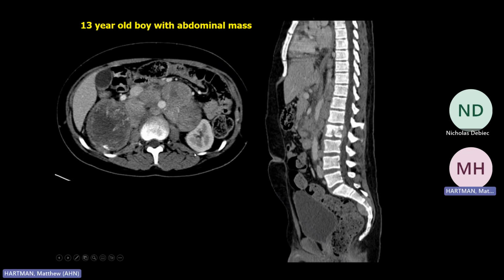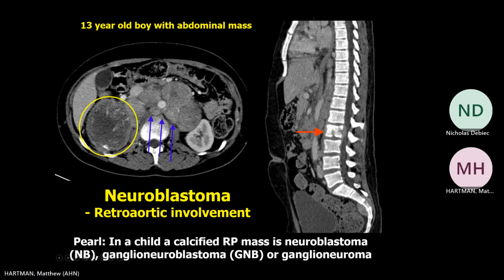So this is a young patient, 13 years old, with abdominal mass. And what do we have? Well, multiple retroperitoneal masses. Here's our aorta. The aorta is being lifted off. We're thinking something pretty aggressive, probably some necrosis there, some calcification. And this is a neuroblastoma. The kid with a calcified retroperitoneal mass, think neuroblastoma.